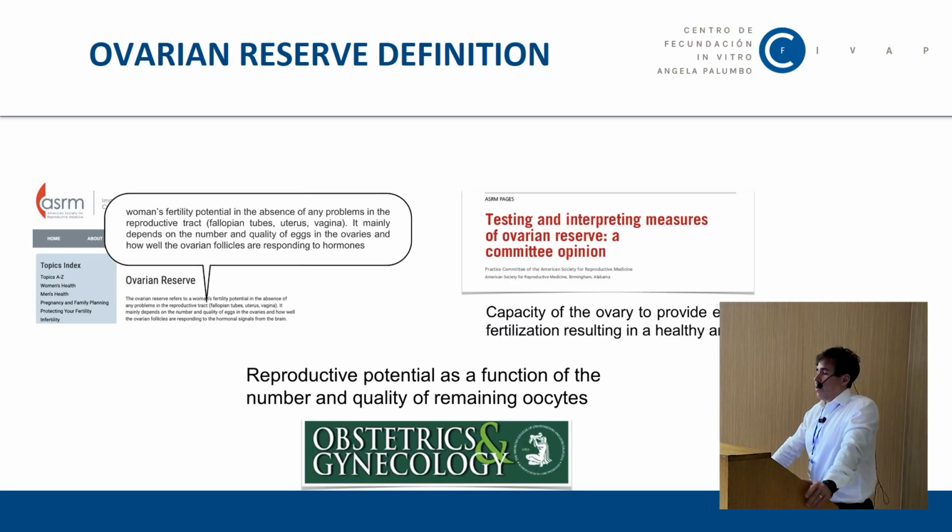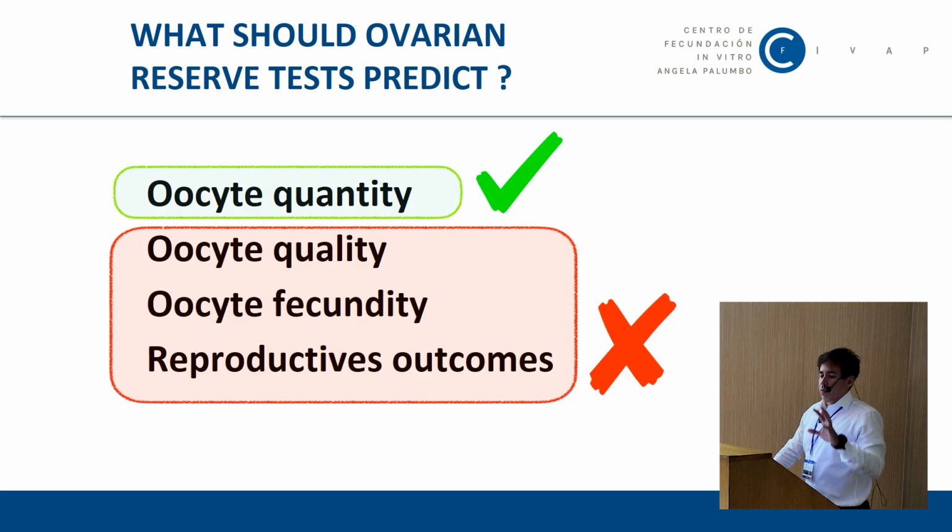Ovarian reserve is a very frequently used term in reproductive medicine without a clear definition. It is defined as the reproductive potential in function of quality and number of oocytes remaining, but when we talk about ovarian reserve, we are talking about quantity of oocytes. We are not talking about quality, fecundity, or reproductive outcomes.